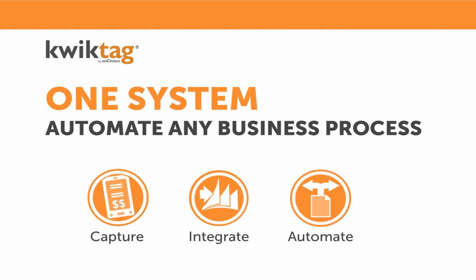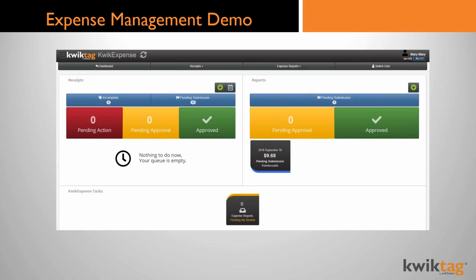And then automate as much of that as possible. The receipt submission, the report routing and approval, the creation of the transactions, all of that. So capture, integrate, and automate. Those are kind of the three key themes that you'll see throughout the demonstration.